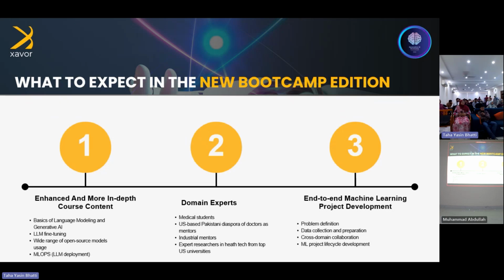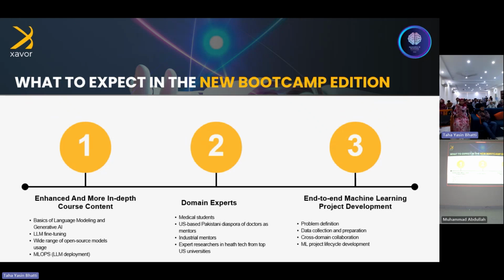So domain experts such as medical students, and we have US-based Pakistani doctors who would be acting as mentors. So the medical students would also get a chance to work with them. They are people who have 20, 30 years of experience and are some of the top, let's say, medical physicians in the US.